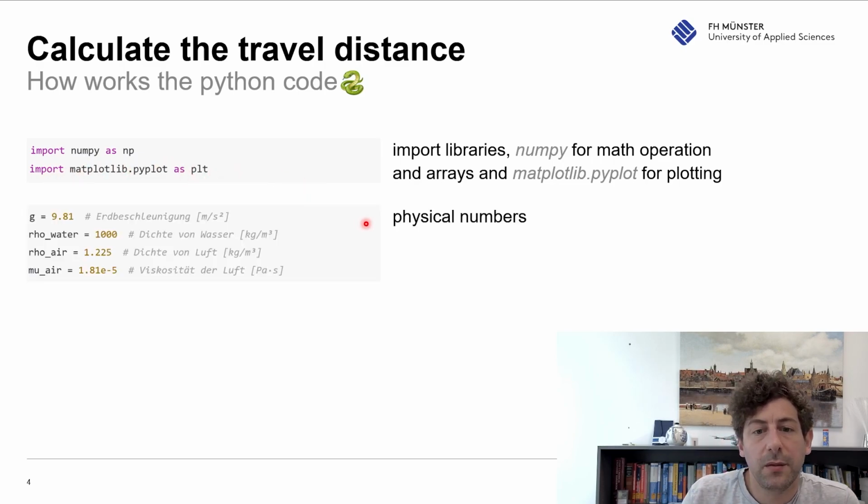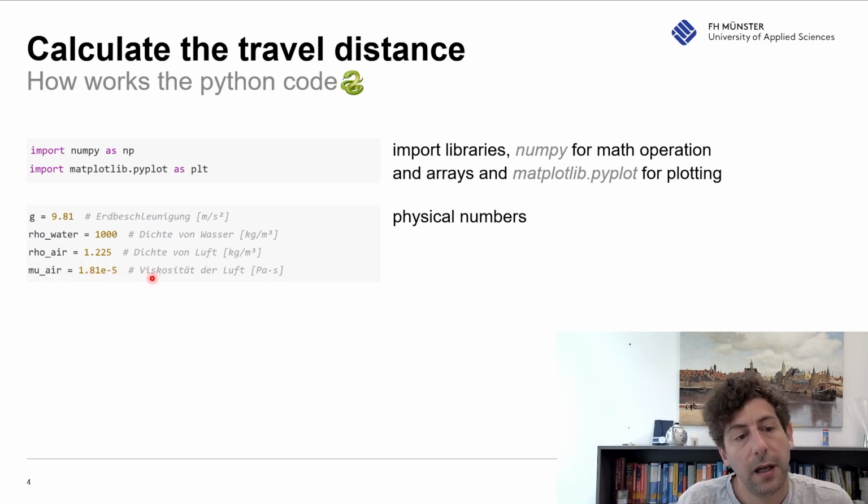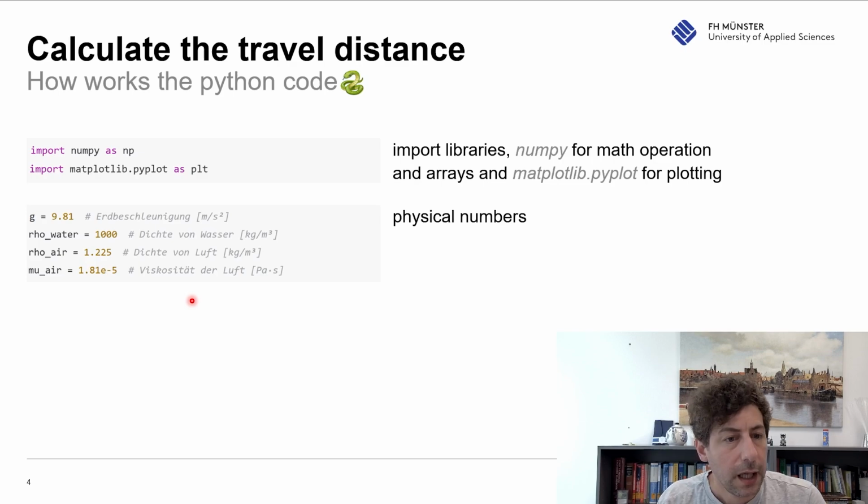Then we set some physical numbers, right? We tell the computer g is 9.81 meter per square second, so it's an acceleration. The density of water is 1000 kilogram per cubic meter. The density of air is 1.225. You also can calculate with 1 at the end, it's not that important. The viscosity of air is 1.8 times 10 to the power minus 5 Pascal seconds, so 18 micropascal seconds. These are the numbers we need.